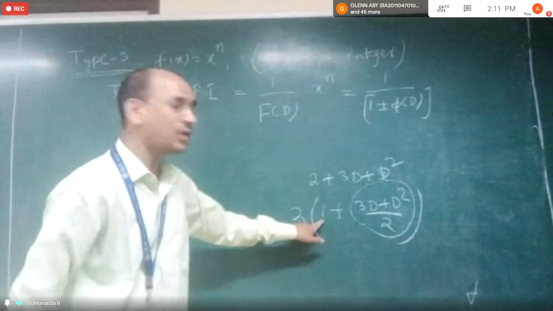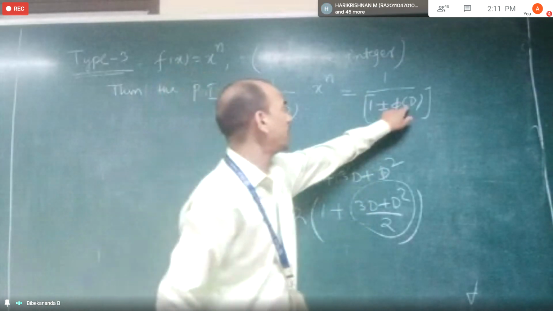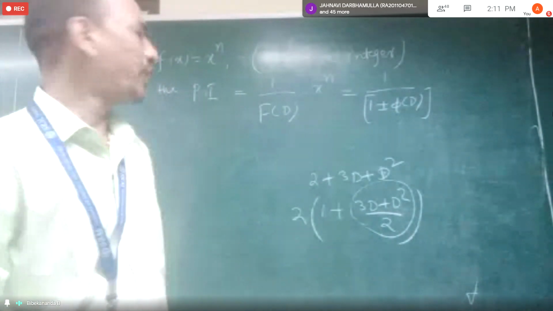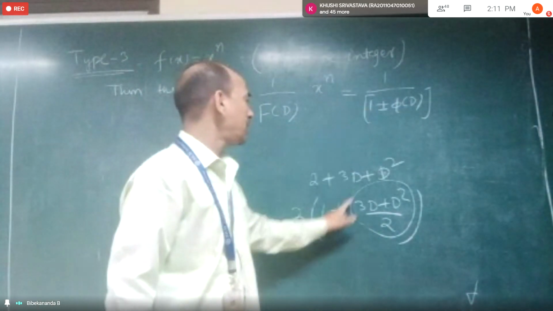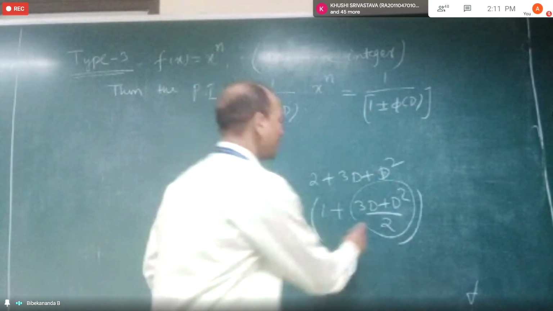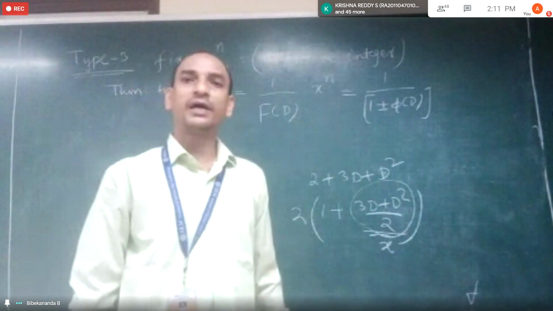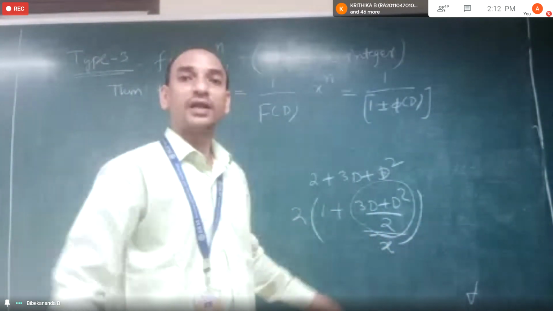Here I am getting 1, and here I am getting some function of d. That function of d I am denoting as phi d. So in the first place I am getting 1, in the second place I am getting this. So this will behave like x. So 1 plus x, if it is minus 1 minus x, like that it will behave.